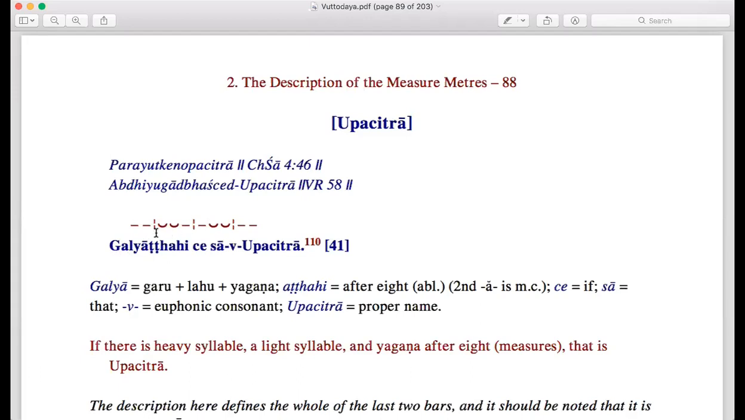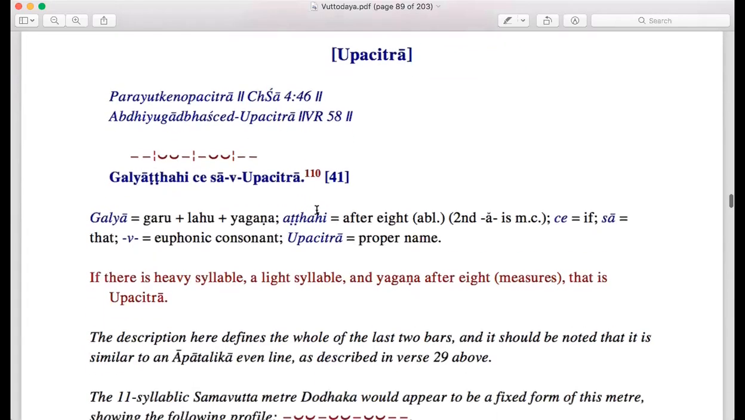So let's check it. After eight measures, right? Gal, here 2 measures, ya 2 measures, t 5, he 6, che 8, right? Here 8 measures end. And then after 8 measures, there should be garu, lahu, and yagana. Sa is the garu, vu is the lahu, and then pa chitra, lahu, garu, that is the yagana. So garu, lahu, yagana is there after 8 measures, that is the upachitra verse. Is that clear for you?